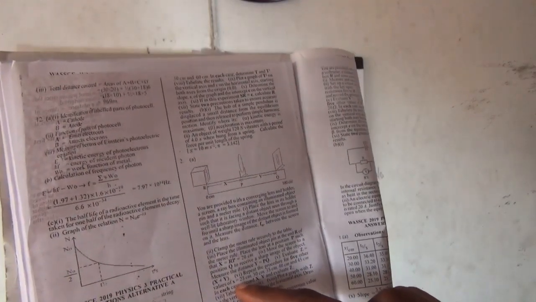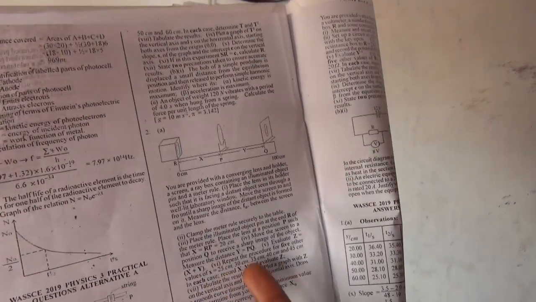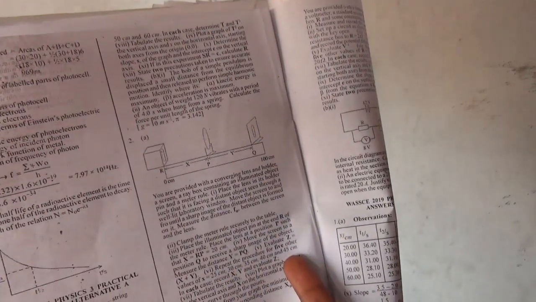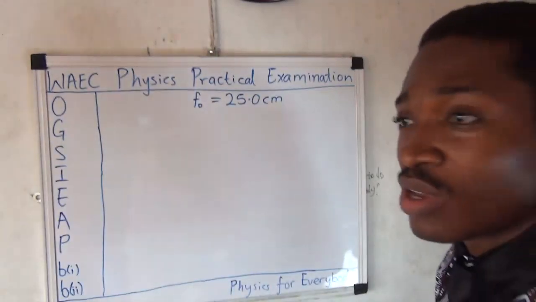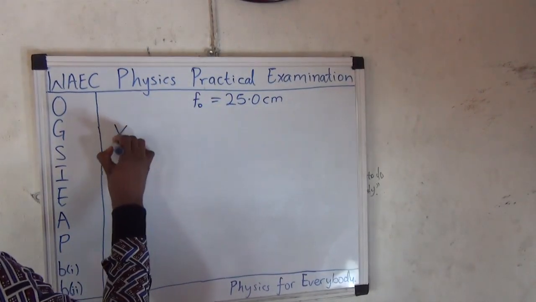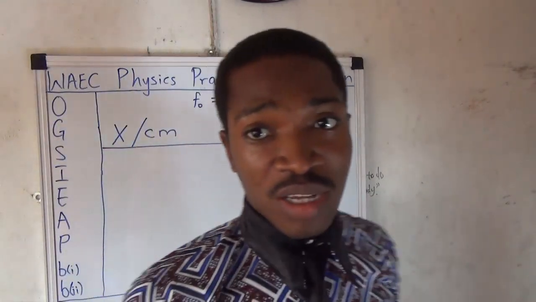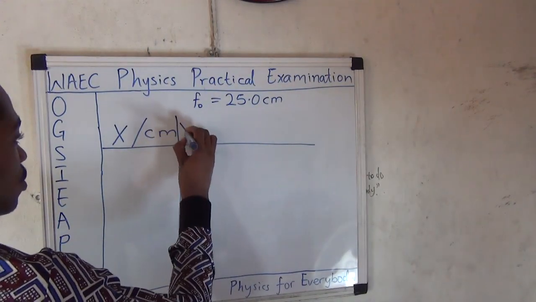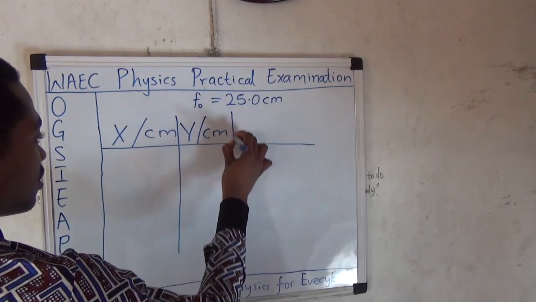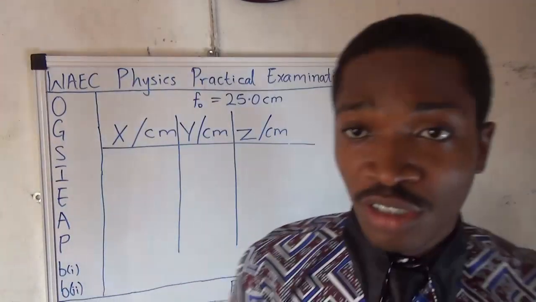The first X you are using is 20 centimeters. Now you are using other values of X, which are 25, 30, 35, 40, and 45. So all the X you'll be using will be 20, 25, 30, 35, 40, and 45. In each case, record X, Y, and evaluate Z. So this is how your observation comes. The unit of X is centimeter because the values you are given are 20 centimeters, 25, 30, 35, 40, and 45 centimeters. You also have your Y in centimeters, then your Z in centimeters.